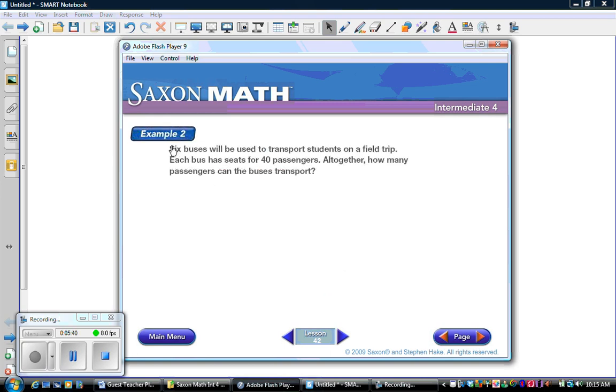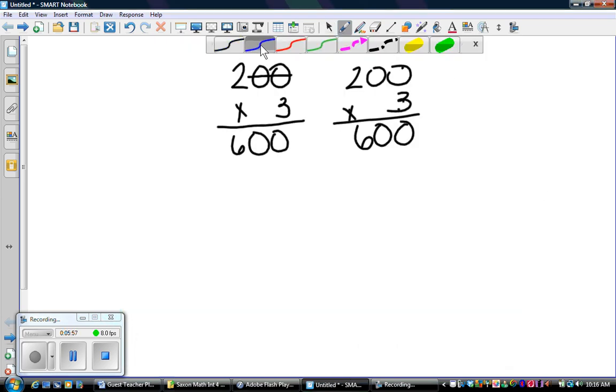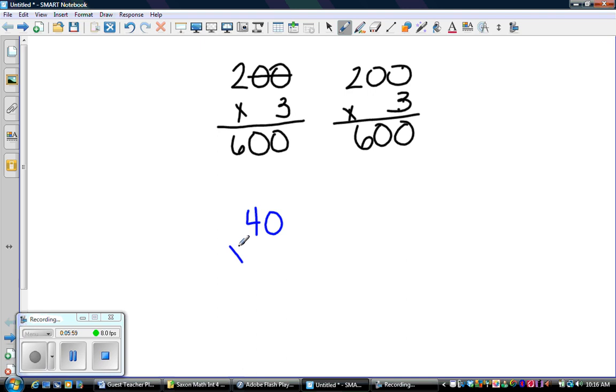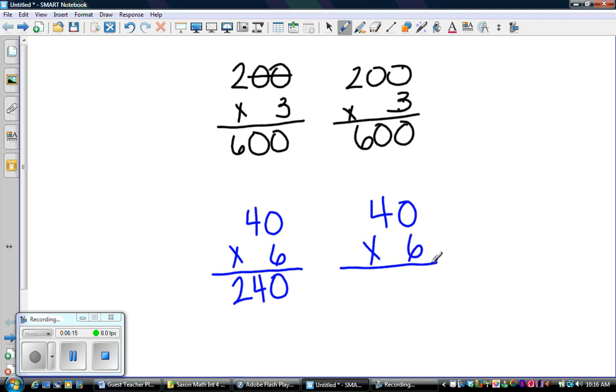Let's look at the next one. 6 buses will be used to transport students on a field trip. Each bus has seats for 40 passengers. Altogether, how many passengers can the buses transport? Well, we could write down 40 6 times, but a faster way would be to write 40 times 6. Okay? And we could do that 6 times 0 is 0 and 6 times 4 is 24 and get our answer. Or you can think of it this way and go just a little bit faster mentally.